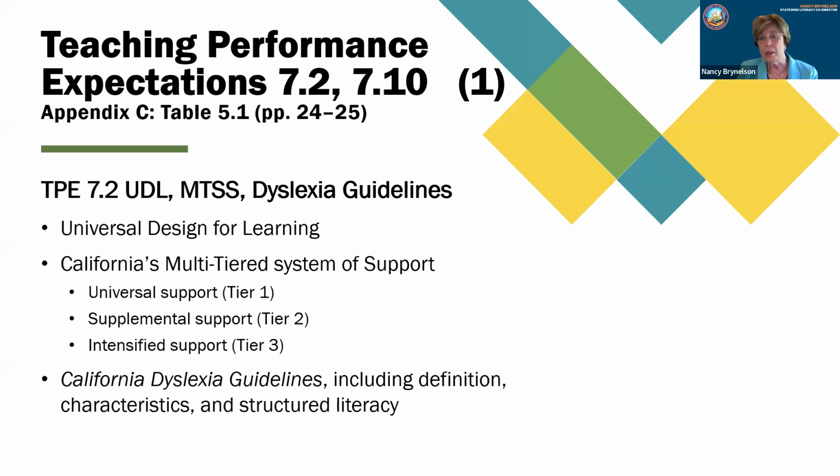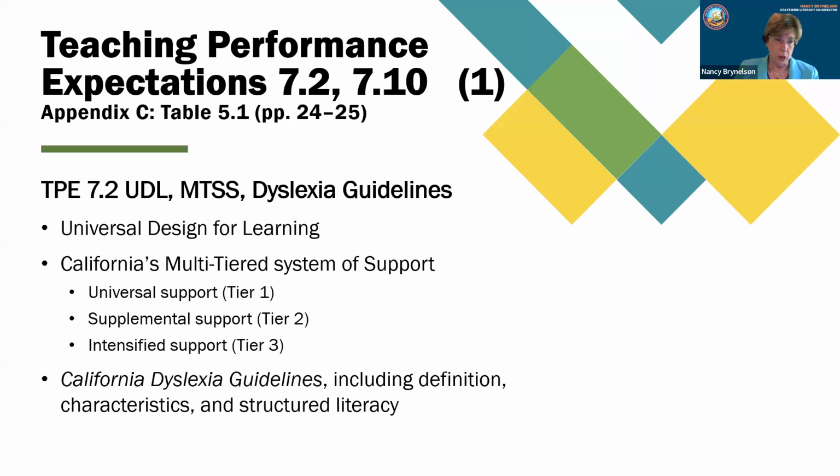California's multi-tiered system of support, and we know it emerged out of work with response to intervention, and we are most familiar with designations of Tier 1, Tier 2, and Tier 3. You may want to take a look at some of the information on MTSS that's now coming out of the Orange County Department of Education. They actually have the contract for the state for MTSS, and they really are reframing it a bit in terms of a continuum of support.